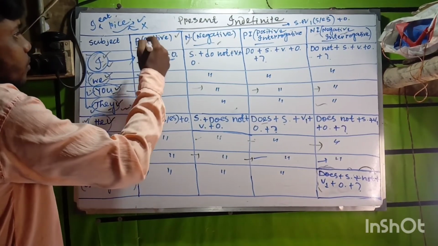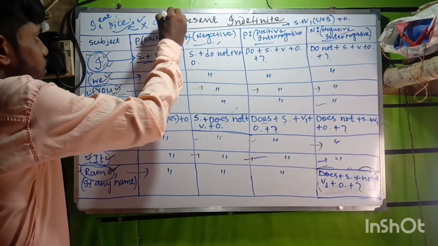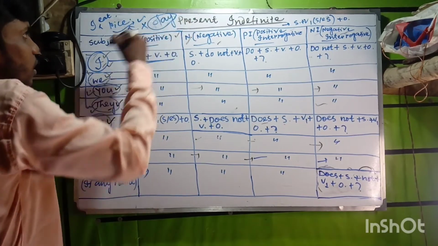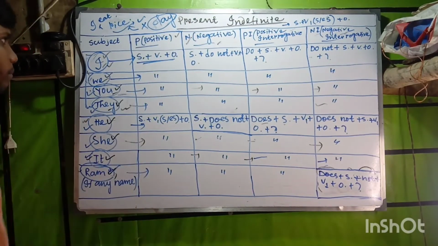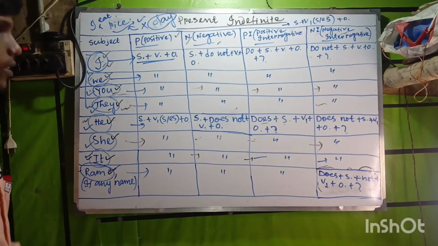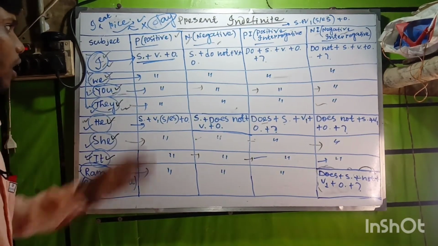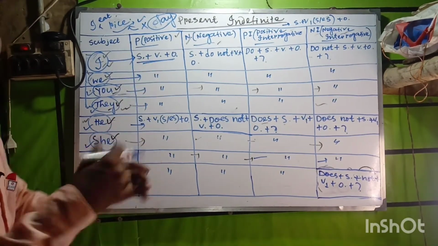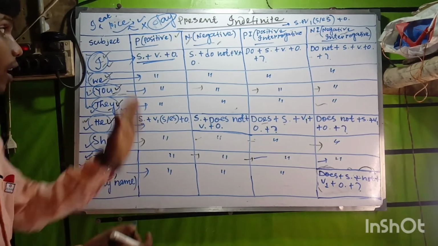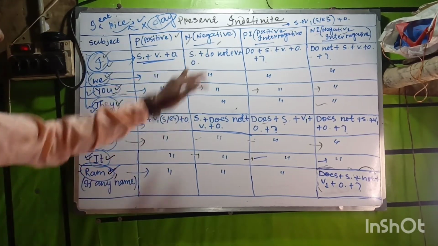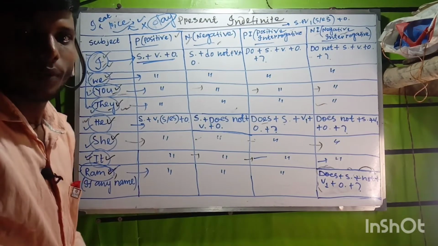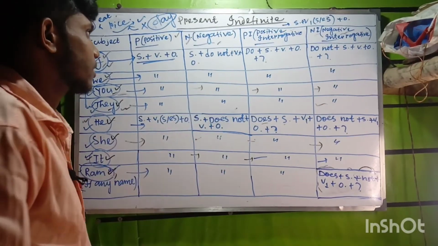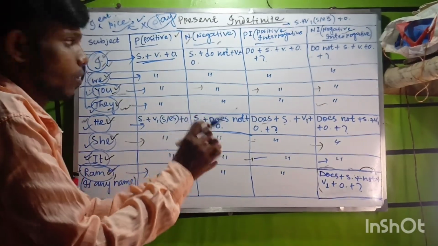Suppose I put down the verb play. I write down on the board: play. Okay, let's see. I play. If I extend the sentence, I play football. In negative, I do not play. If I extend the sentence, I do not play football.